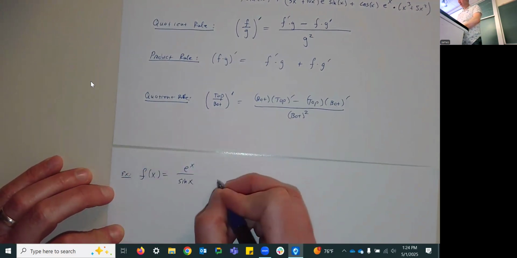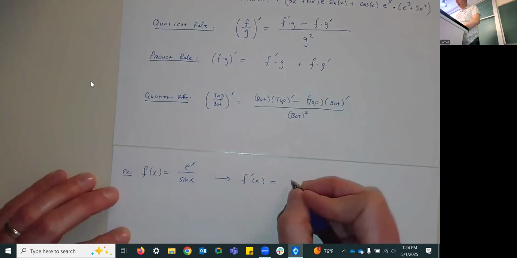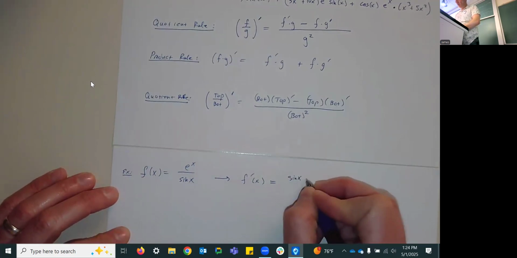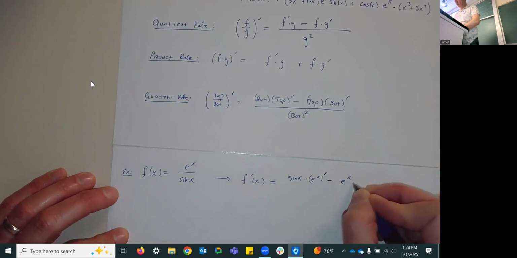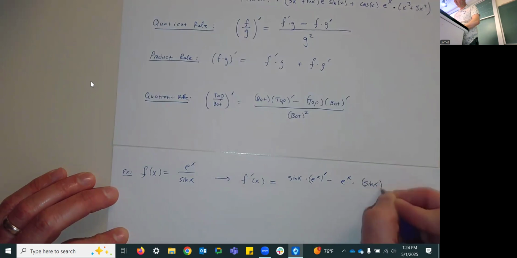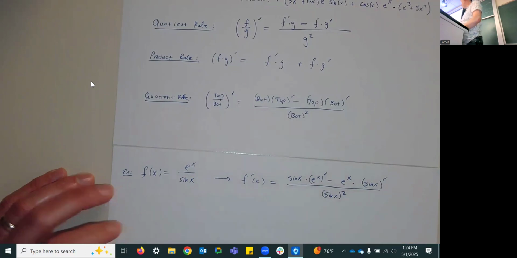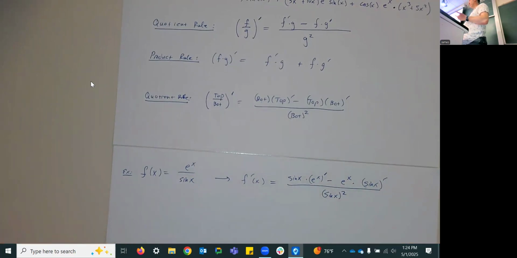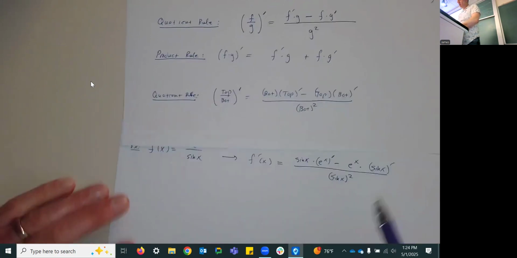Okay, so the derivative is going to be, here's how I'm actually going to write it. It's going to be the bottom times the derivative of the top minus the top times the derivative of the bottom, all divided by the bottom squared. Normally, I would skip the step of writing it this way and actually have just written e to the x there and cosine of x there. So let's do that now.